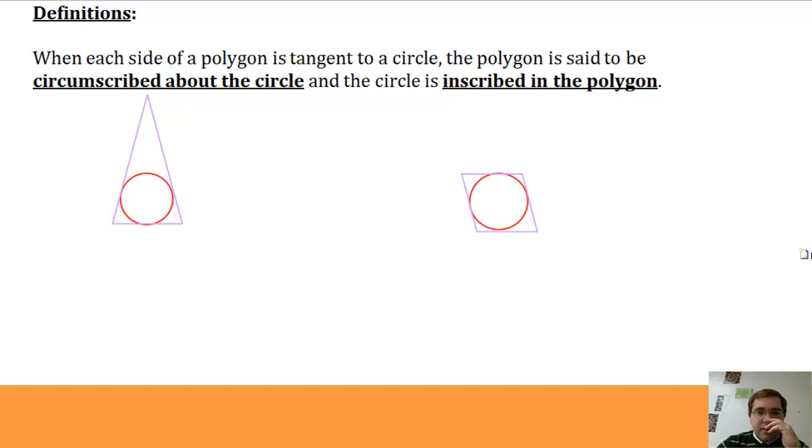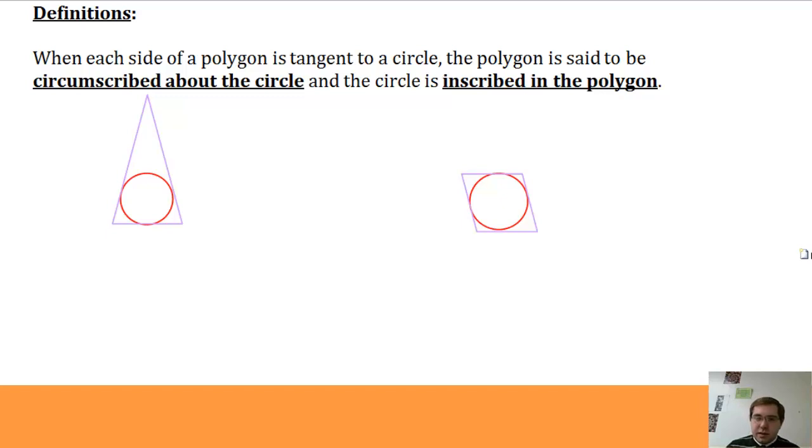We saw in the first section what it means for a polygon to be inscribed inside of a circle. We have an analogous definition of what it means for a circle to be inscribed in a polygon, and when that happens we say the polygon is circumscribed about the circle, like the circumference or circumnavigate. Circumscribed means to go around. So when each side of a polygon is tangent to a circle, the polygon is said to be circumscribed about the circle, and the circle is said to be inscribed in the polygon.